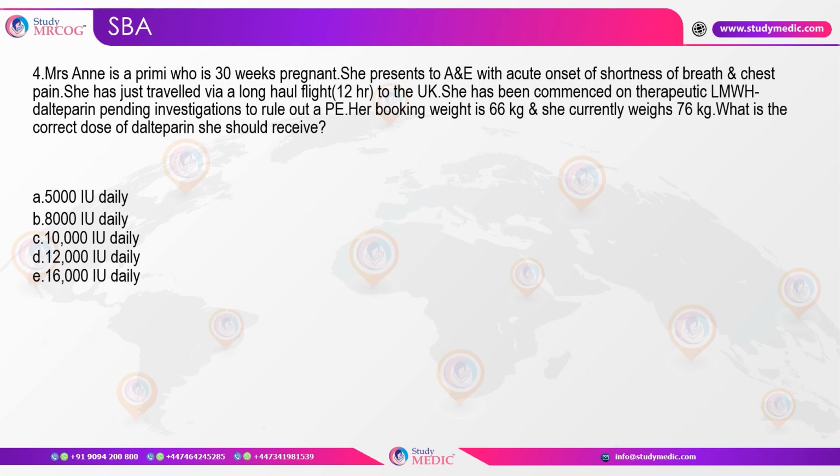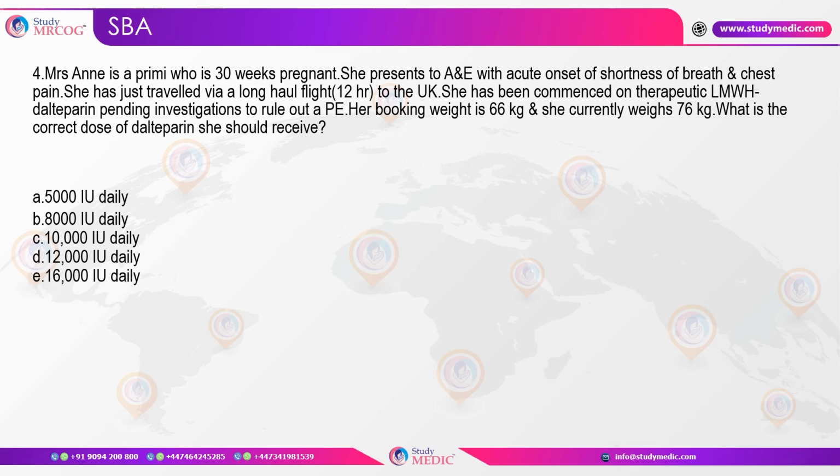Another scenario, you have Mrs. Annie. She is a primigravida who is 30 weeks pregnant. She presents to A&E with acute onset of shortness of breath and chest pain. She has just travelled a long haul flight, that means a 12 hour flight to the UK. She has been commenced on therapeutic low molecular weight heparin, that is dalteparin, pending investigations to rule out a pulmonary embolism. Her booking weight is 66 kgs and she currently weighs 76 kgs. What is the correct dose of dalteparin that she should receive?